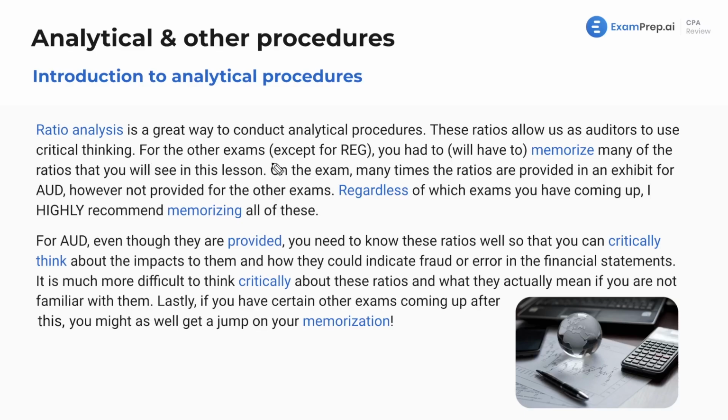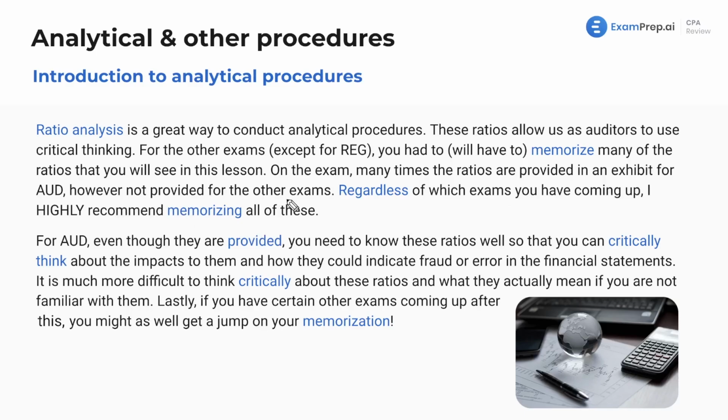Now, for other exams, except for our good old tax exam, you're going to have to, or you had to if you took these exams already, memorize many of the ratios that you're going to see in this lesson. A lot of them are just copy and pasted slides from those courses, and depends on when you're taking this exam if BEC is still a thing. But business exam, right? On these exams, many times ratios are going to be provided in an exhibit, usually called like analytics definitions. That may change by the time you're listening to this. However, not provided for the other exams.